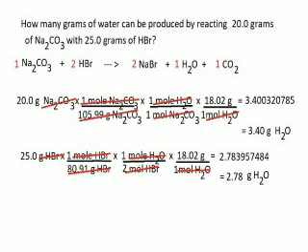The grams of HBr cancel the grams of HBr. The moles of HBr cancel moles of HBr. Moles of water cancel moles of water. We're left with grams of water, so 2.78 grams of water.